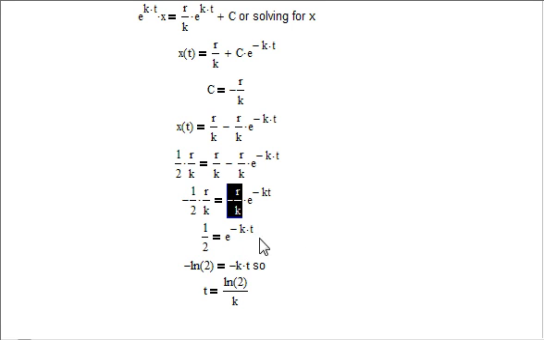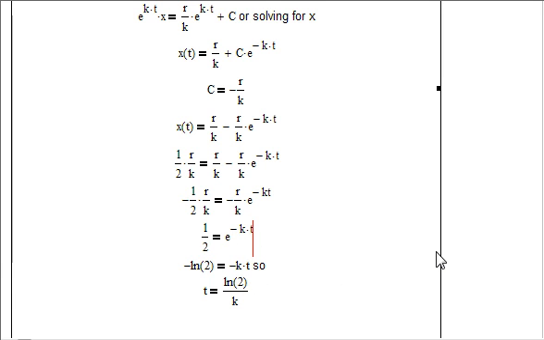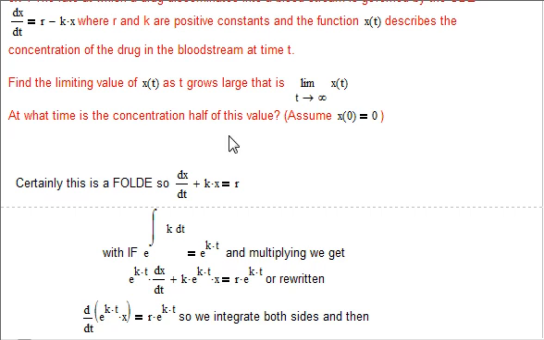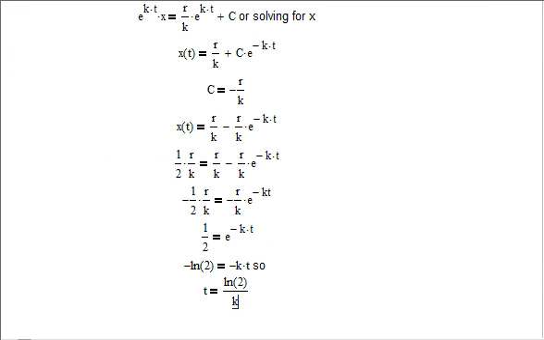And we get a half equals e to the negative kt, so negative ln of 2, that's the ln of a half. If you want, it's ln of 1 minus ln of 2, but ln of 1 is 0, so it's negative ln of 2 equals negative kt, because if you do ln of e to the something, it's the something. So finally, we get the fact that it would take ln of 2 over k minutes to achieve half of the limiting value of the concentration.